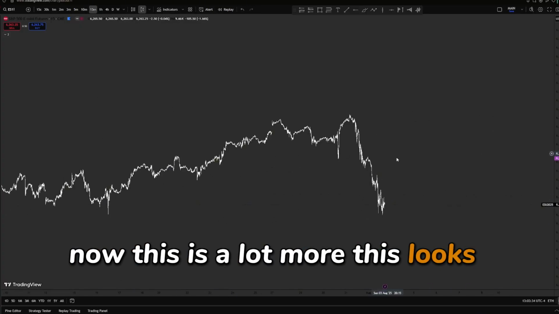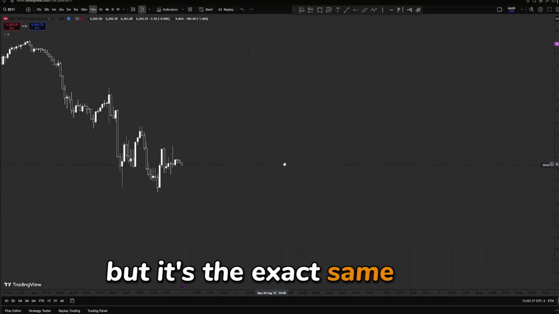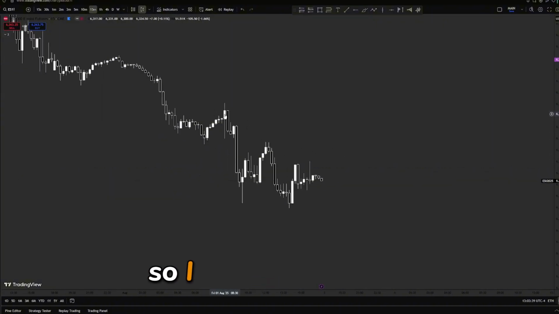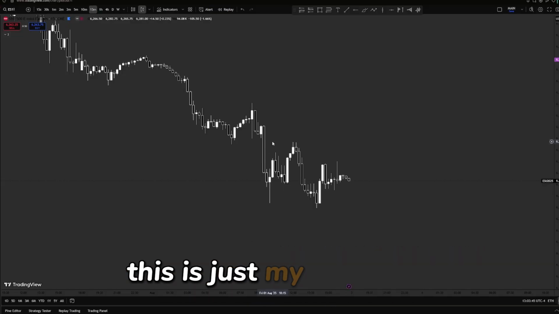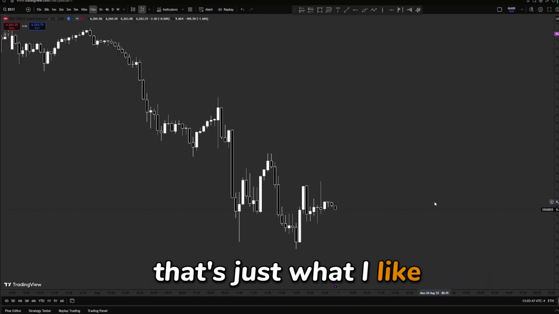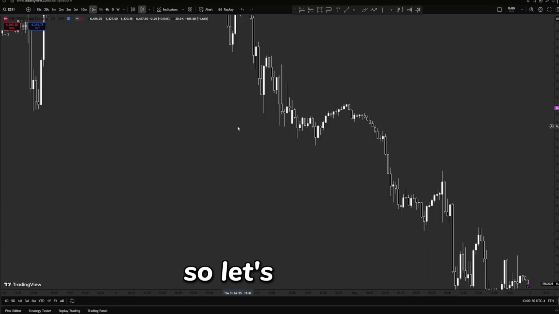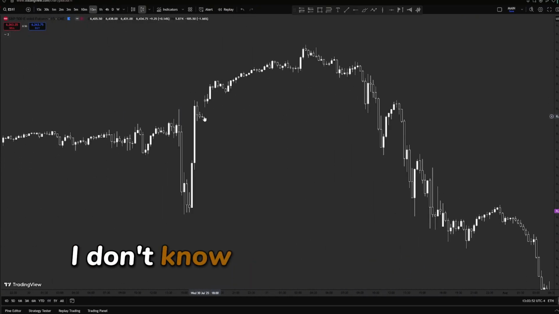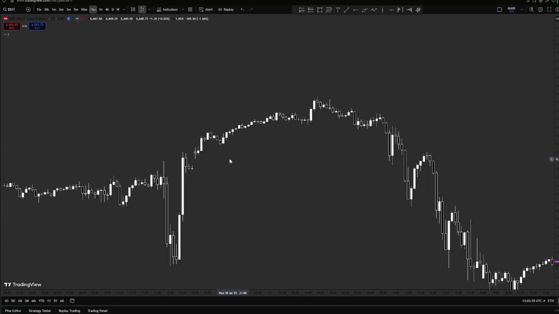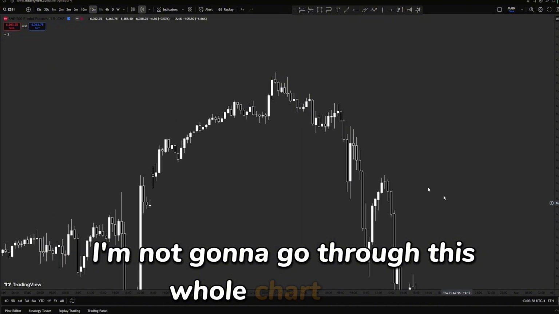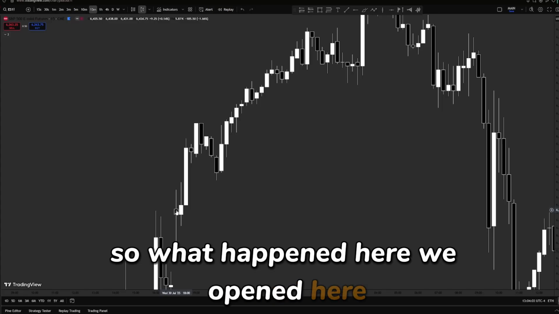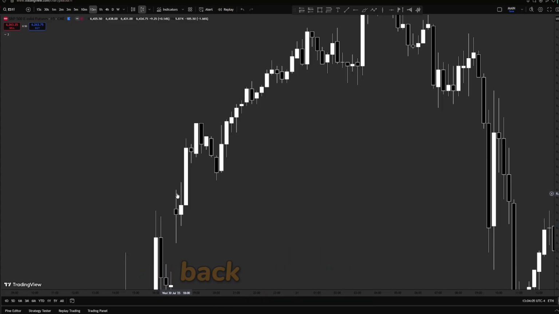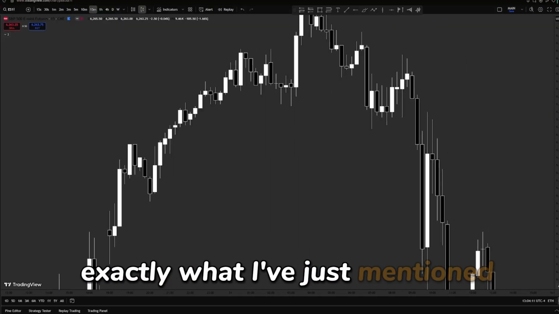Now this looks a lot more complex, but it's the exact same thing. So I have colors here. My white is going up and my black is going down. This is just my preference. That's just what I like. So let's just take, I don't know, from here. This is the open. Now I'm not going to go through this whole chart. So what happened here? We opened here, came all the way down, back up, closed here, opened, and so on. Exactly what I've just mentioned.